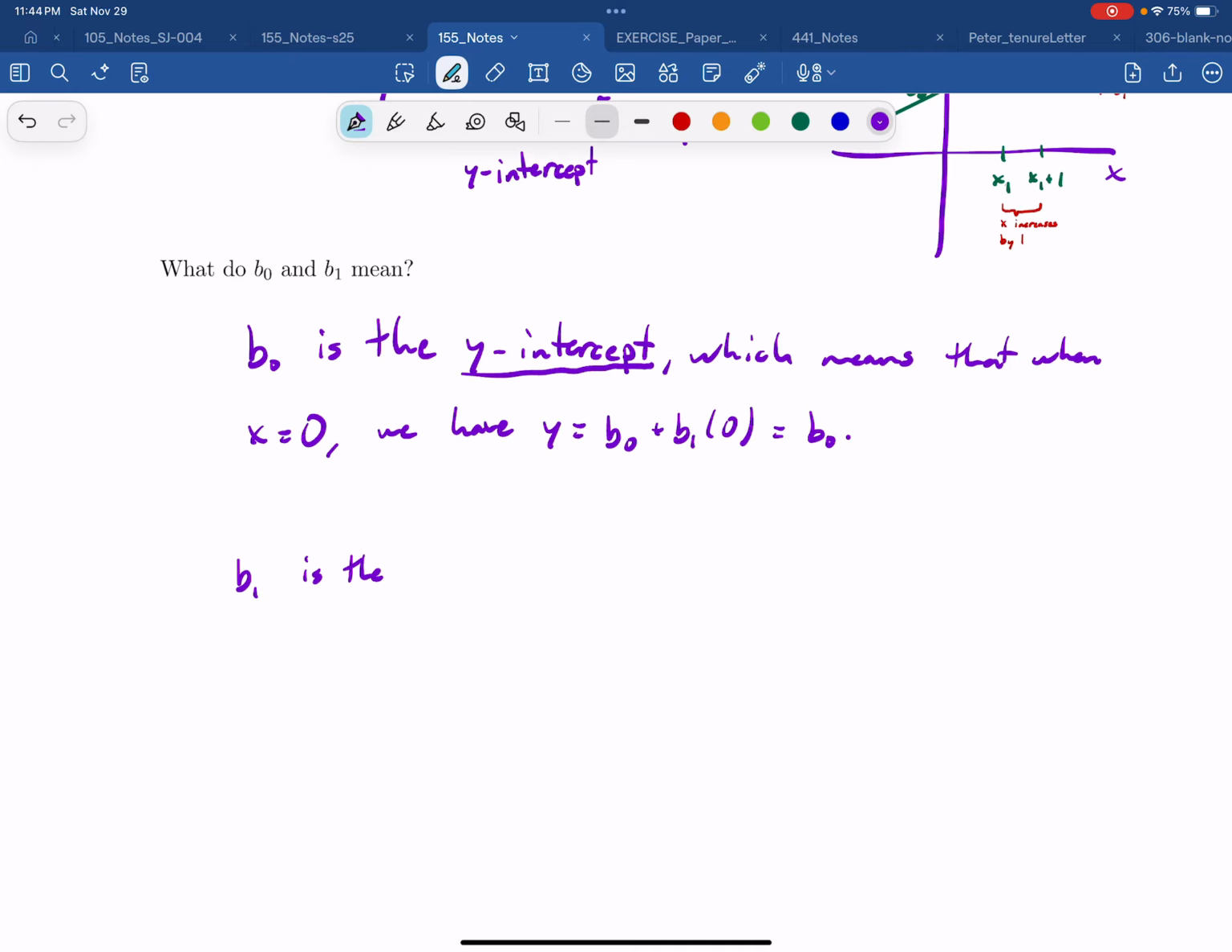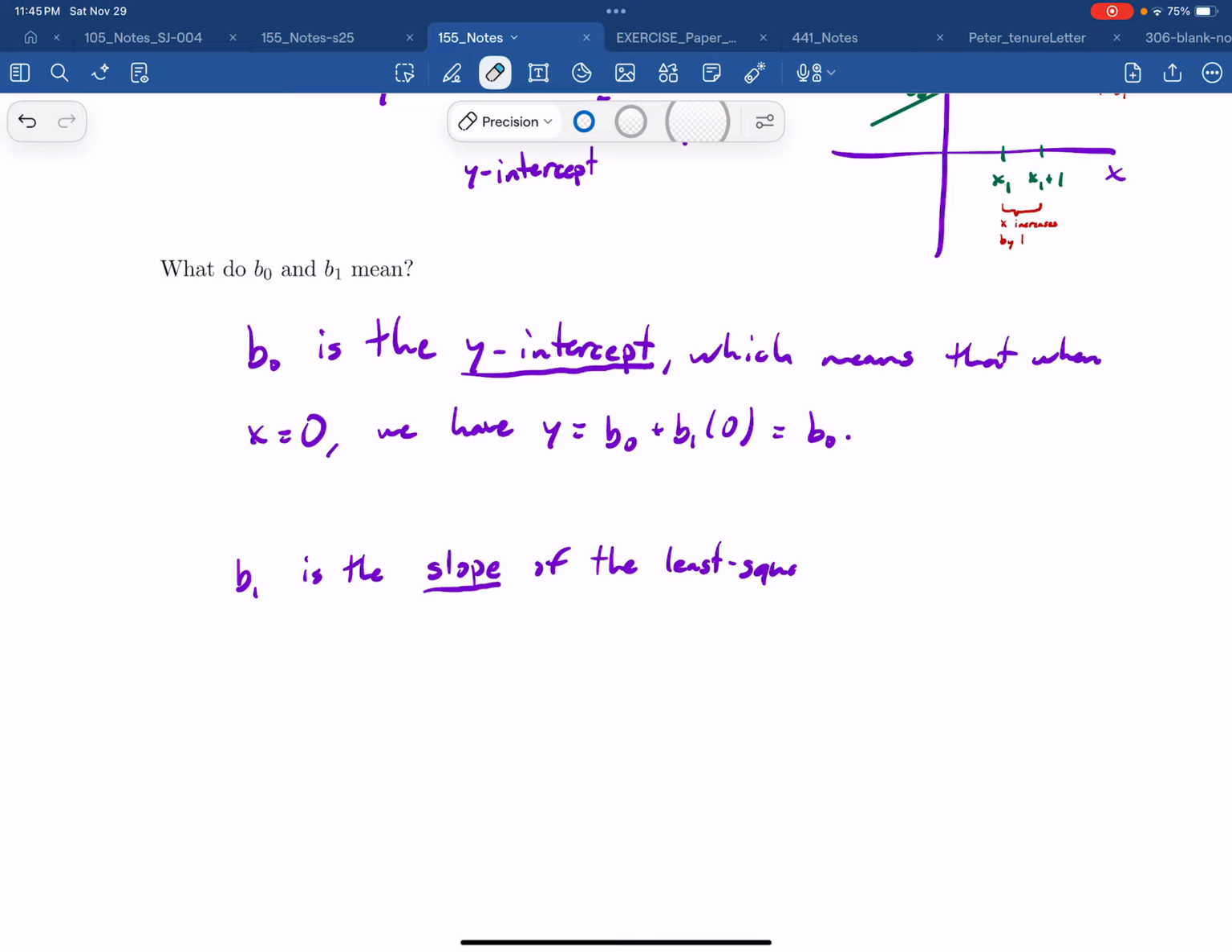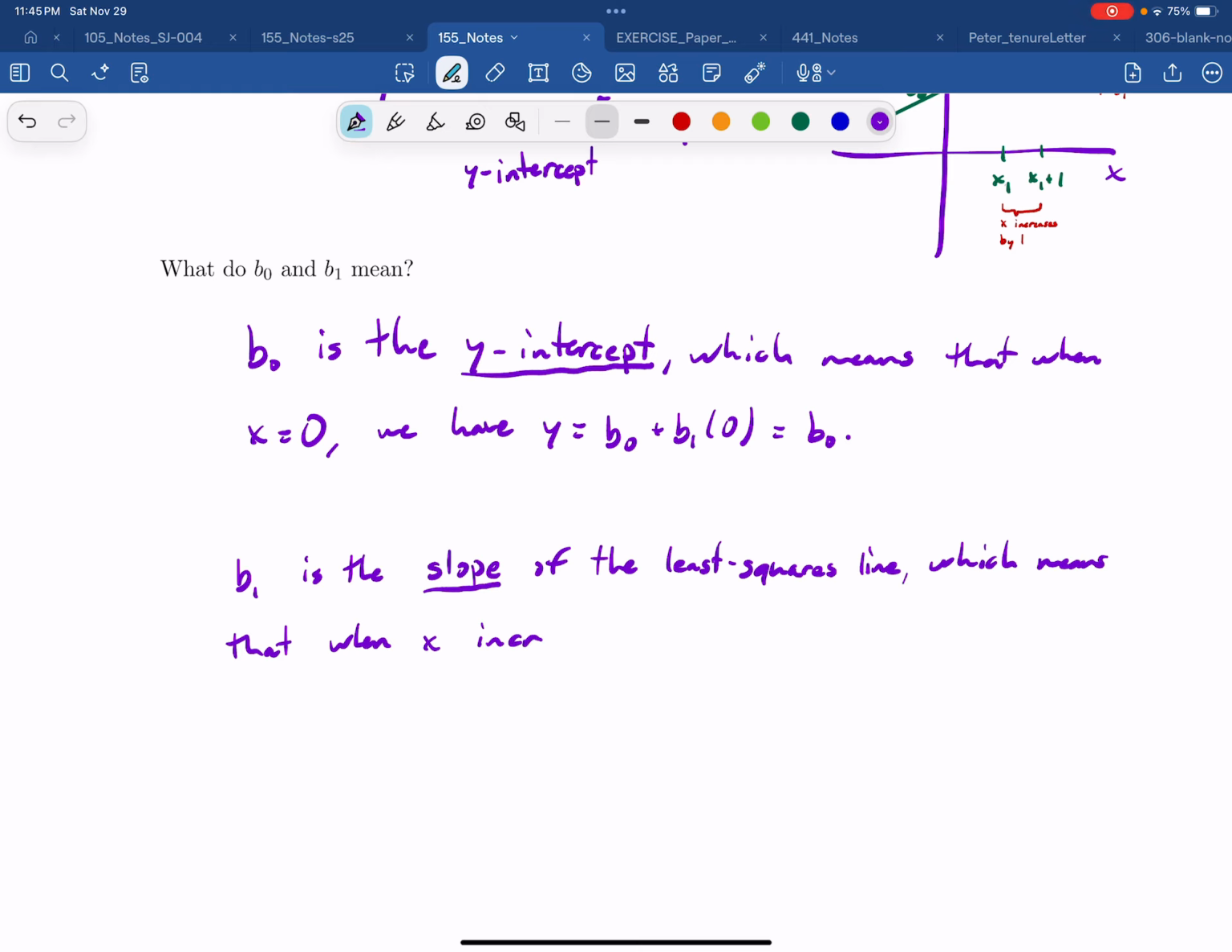b1 is the slope of the line. And this means that when x increases by 1, y increases by b1. Okay.